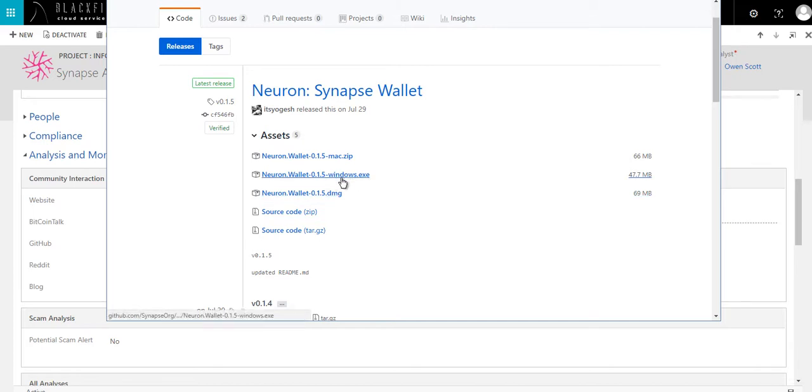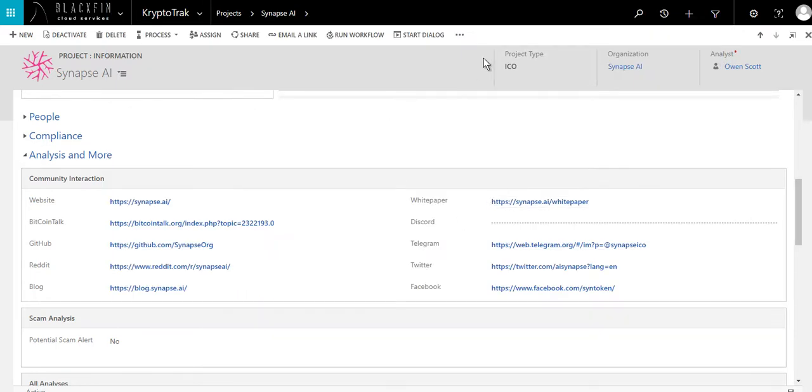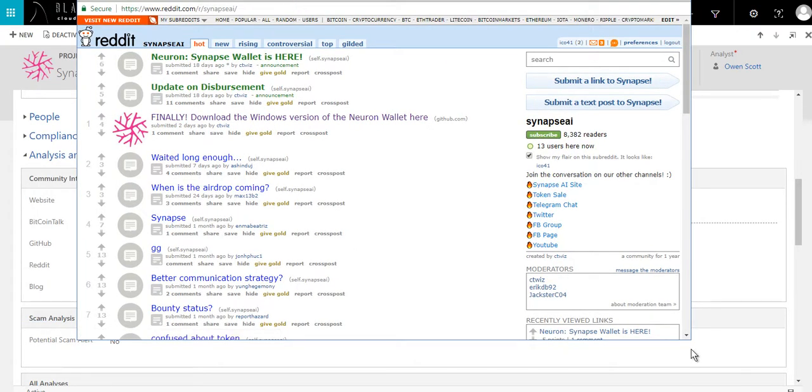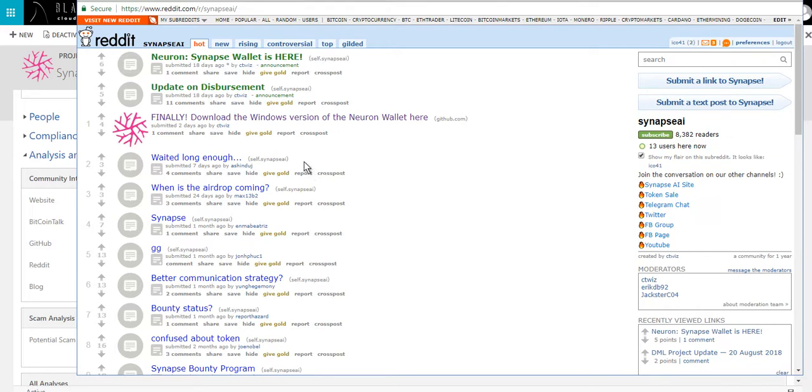And you've got a Windows version. This wasn't even here a while ago. This wasn't here when I first downloaded the Mac version, so now I've got a Windows version, which is excellent. So you can get started that way. You've got their blog. Reddit is another channel. Reddit's a channel that I would say is more preferred by this project because here you didn't see that on Bitcoin Talk. You didn't see the announcement of the wallet. So they're using Reddit a little bit more.